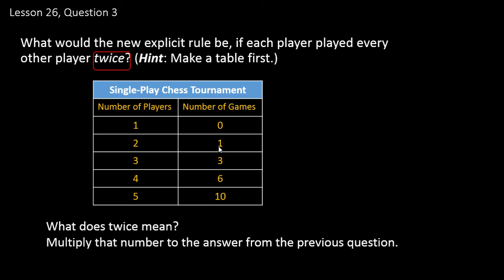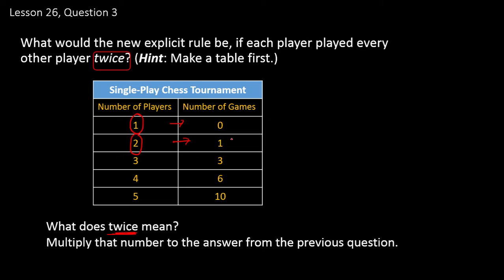And if you look at this table, this is describing our new data, right? So still 1 player isn't enough to play any games. 2 players is a difference of 1, right? Just as before, we've got our table. But what does it mean if each player had to play each other twice?